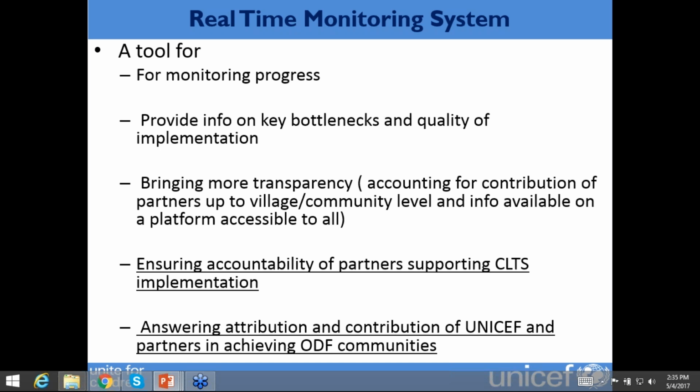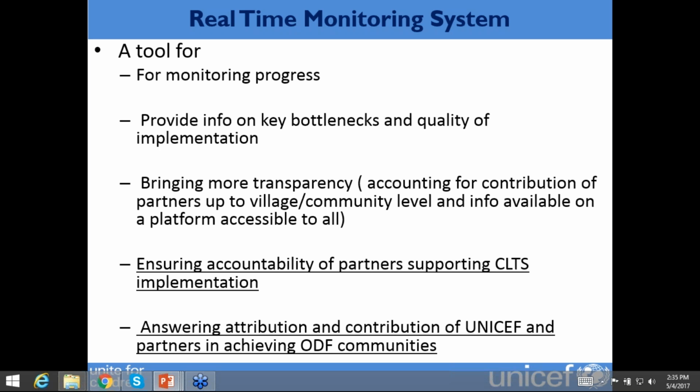And as mentioned by the previous presenter, there is a system of verification and certification. So there are also bottlenecks between triggering, claim, verification and certification, and that also becomes an impediment to really scale it up. So those are the pieces of information that are very important to inform the programming and also strengthen the implementation.